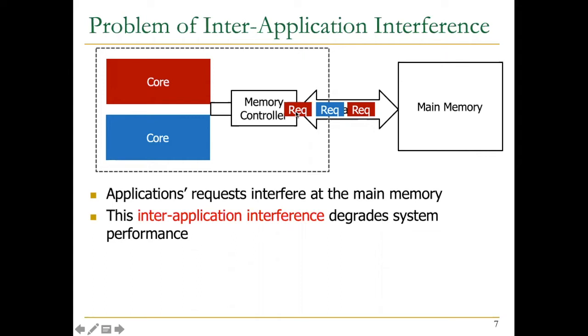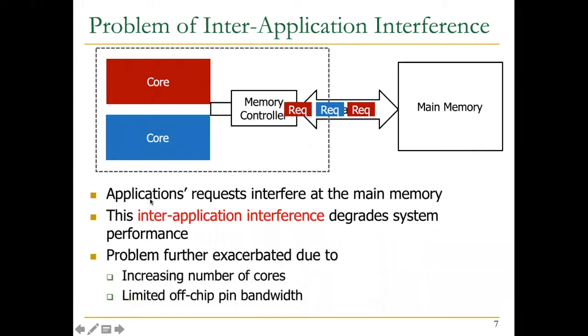The problem is further exacerbated due to the increasing number of cores. This problem will get worse because the number of cores is expected to increase, or the number of agents, the number of accelerators, whatever goes to the memory controller to access main memory. And this memory bus is bottlenecked by bandwidth. There's limited off-chip pin bandwidth, as we discussed last time when we talked about RowClone. So that's the problem that this paper is tackling.